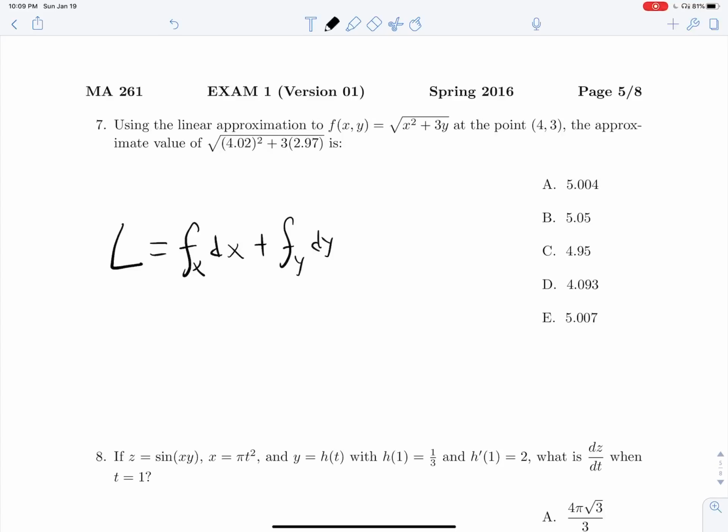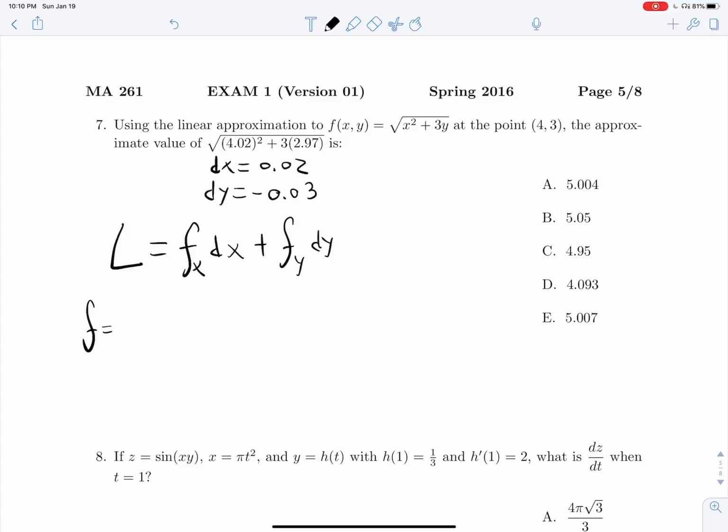And what does that mean? Well, that's just the partial derivative of f with respect to x, evaluated at (4, 3), multiplied by dx, which is just going to be the change in our x value. And we can go and find dx and dy right off the bat, because we know we're starting at the point (4, 3). We're approximating the point (4.02, 2.97). So dx is going to be positive 0.02, and dy is going to be negative 0.03, like that. And I would plug those in. This becomes a pretty yucky problem to do the computations on in just a little bit.